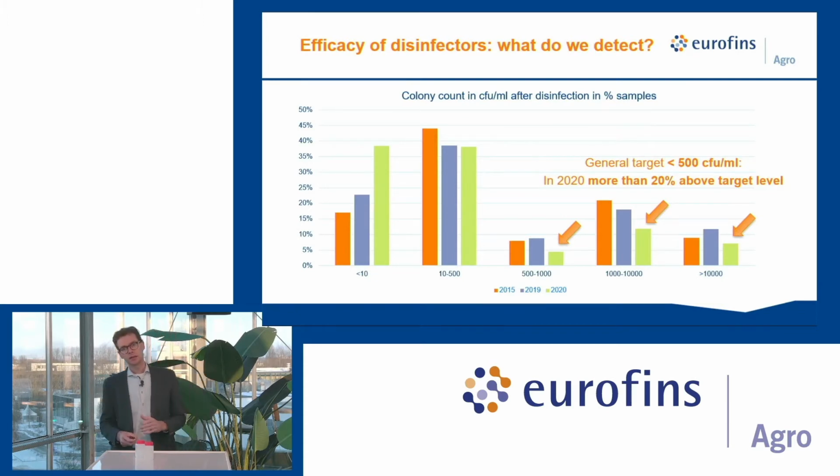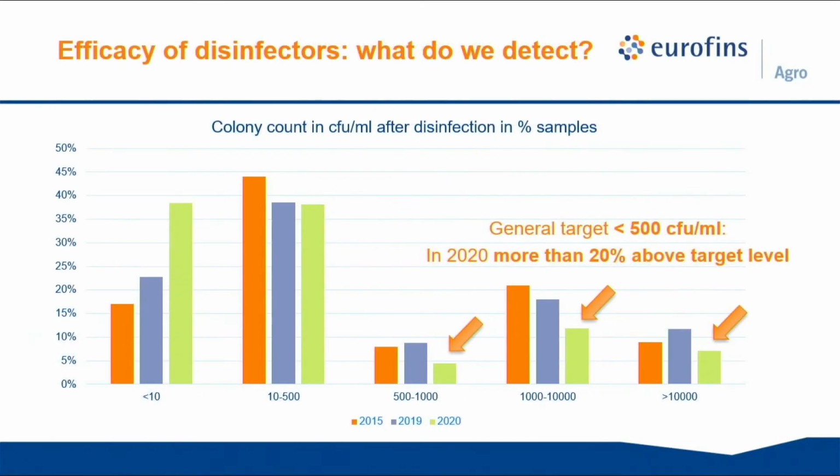So if you look at the efficacy of disinfectors, what do we detect? In several samples, hundreds of samples we receive every year. On the horizontal axis you see the colony count, and on the vertical axis the percentage of the samples with that amount of colonies. Then you see the orange bar, the samples after the disinfector in 2015, and the green column is 2020, so samples after the disinfector last year. And then you see a difference.